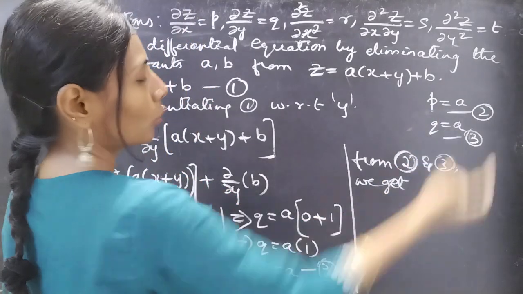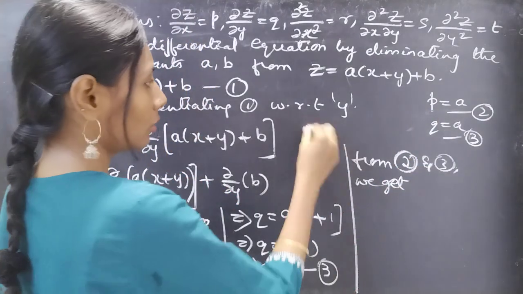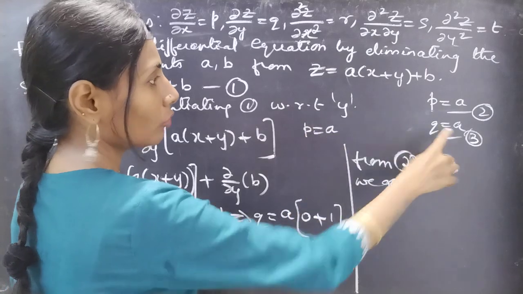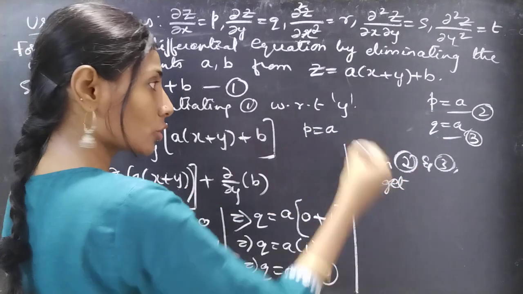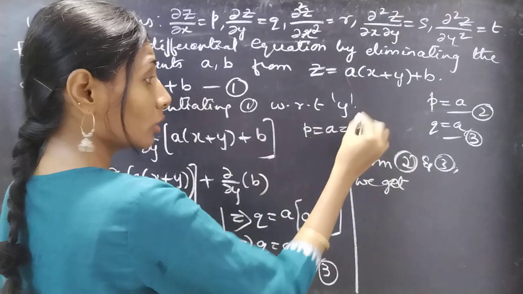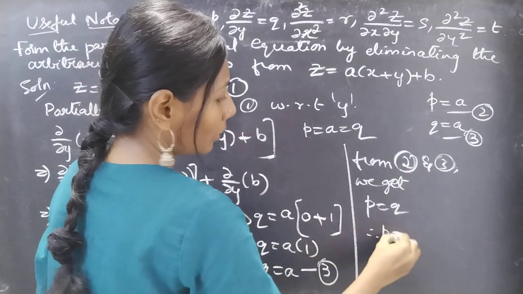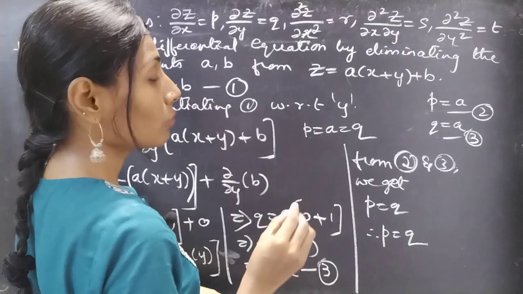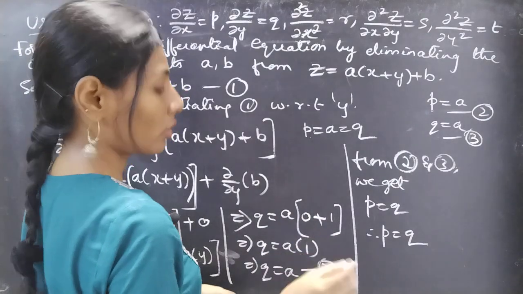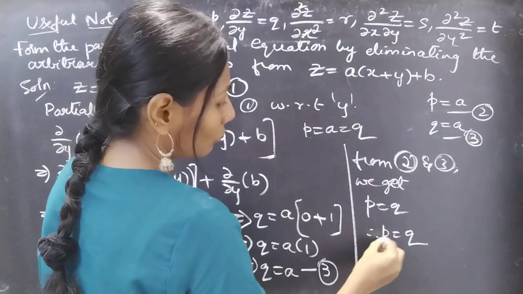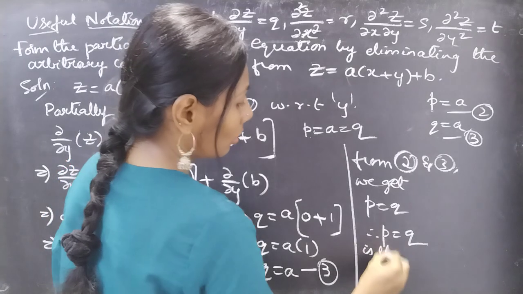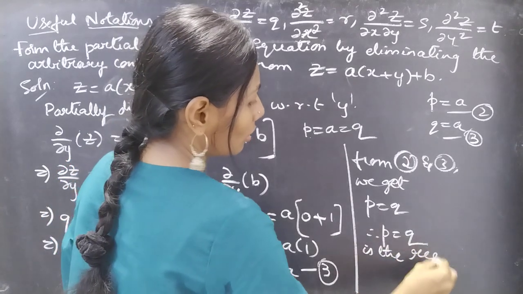P equal to A, Q equal to A, right? P equal to A, again we have A equal to Q. From this we will get P equal to Q. Therefore P equal to Q, which does not involve any arbitrary constants, right? Therefore P equal to Q is the required partial differential equation.